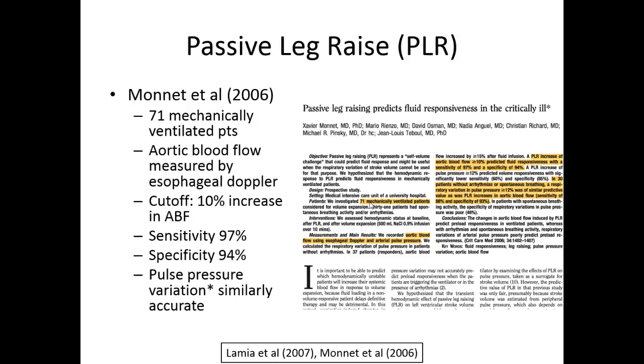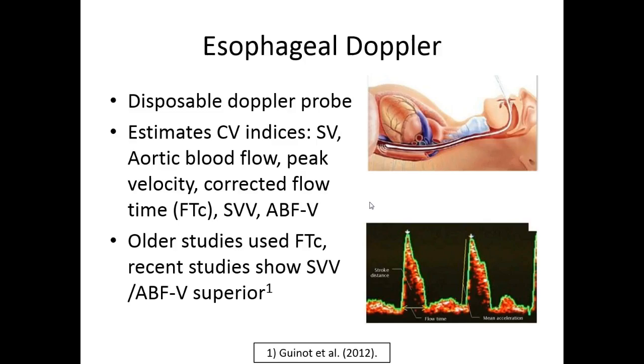Using esophageal Doppler and a 10% cutoff in aortic blood flow, they had a sensitivity of 97% and a specificity of 94%. In this same cohort, they calculated stroke volume variation and found it performed similarly. So in those patients for whom you don't have a Doppler, but they are intubated and meeting the other requirements for stroke volume variation that we're going to talk about in just a second, that performs just as well.